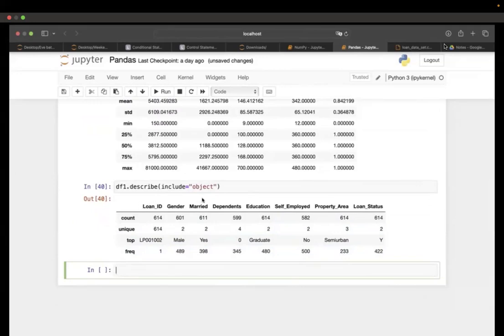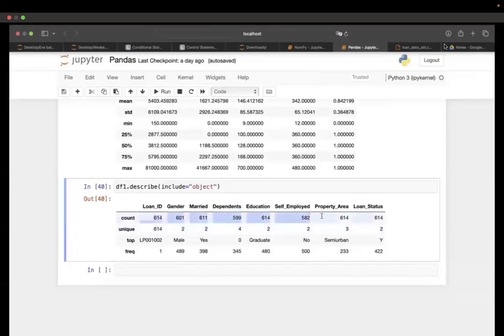Loan ID, gender, married, dependents, education, self-employed, property area, loan status. Now, count is again telling me the number of entries present in that particular column. Unique is telling me how many unique types of elements are there in that particular column. You can see it is telling me we have 614 entries and all 614 entries in the loan ID are unique in nature, which means we made a perfect index.